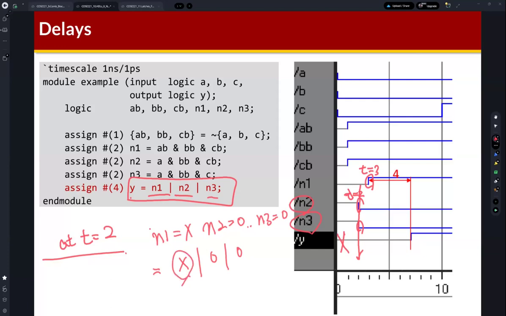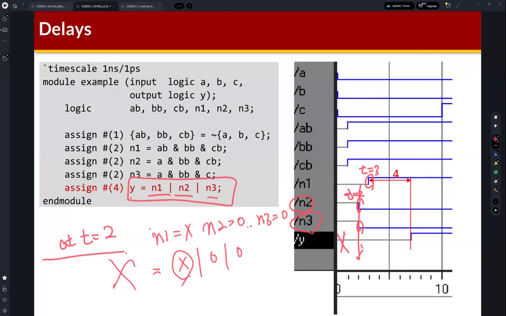If this value is 1, then it will become 1, right? And if this value is 0, then it will become 0. So actually, at this point, we don't know the exact output value. So it's still x. We don't know.